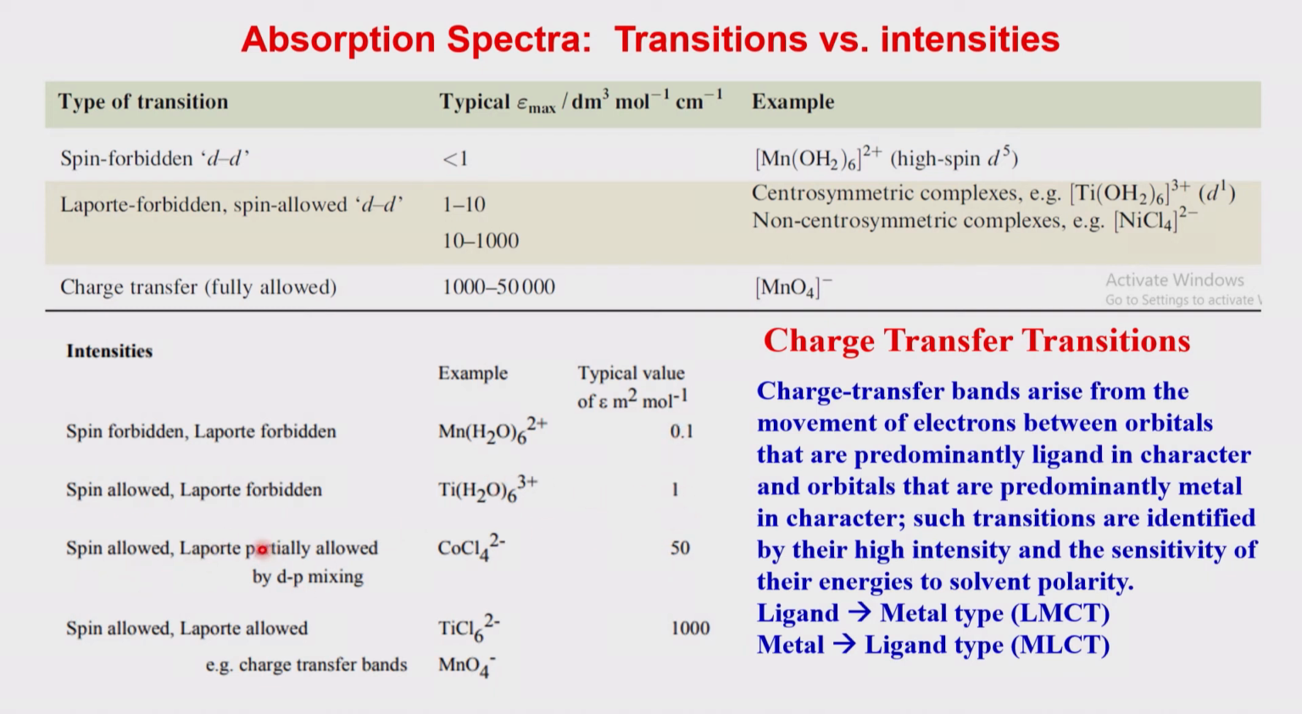And the same kind of spin allowed in a cobalt tetrachloro complex becomes 50, that means much higher, because the tetrahedral nature is less symmetric than that of the octahedral. Therefore, as I mentioned earlier, non-symmetric or less symmetric ones will go to greater intensities. Then if you have both spin allowed and Laporte allowed, then it will go even into the 1000. Now, charge transfer bands can go even beyond.